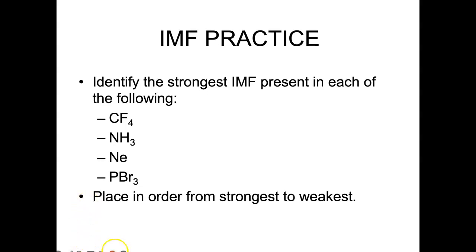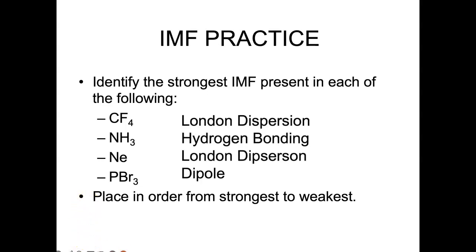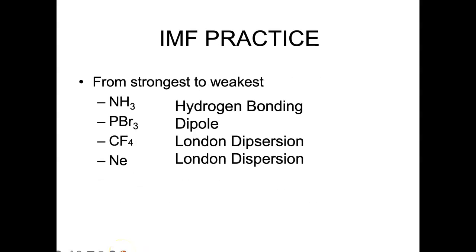All right, so what did you say? CF4, London dispersion. NH3, because hydrogen is directly bonded to nitrogen. Remember E.T. phone home? Ne is just a London dispersion. Now, Ne is a pretty small atom, so if it were larger, the London dispersion force would be stronger. And then dipole-dipole, and then put them in order from strongest to weakest. Ne has the weakest force because it is smaller than CF4. CF4, of course, would be a tetrahedral shaped molecule.